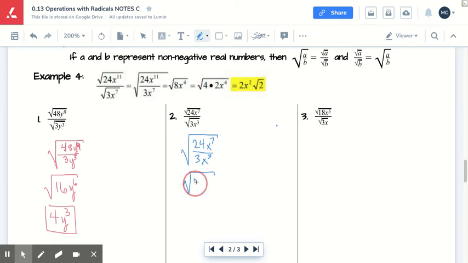24 divided by 3 is 8. And x to the 7th divided by x to the 3rd. Once again, the rule is to subtract the powers. So 7 minus 3 is 4. And then I could simplify the radical then. So the square root of 8 would simplify into a pair of 2's and another 2. So I'd have a 2 on the outside and a 2 on the inside. And the square root of x to the 4th written out long ways would be 2 pairs of x's. So that would be 2x squared on the outside, square root of 2 on the inside.